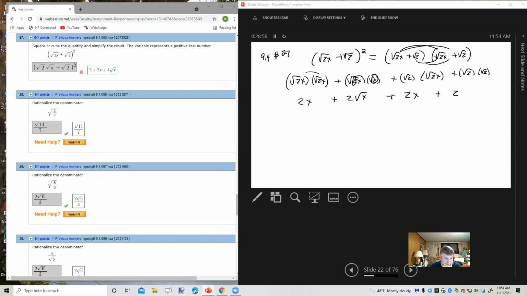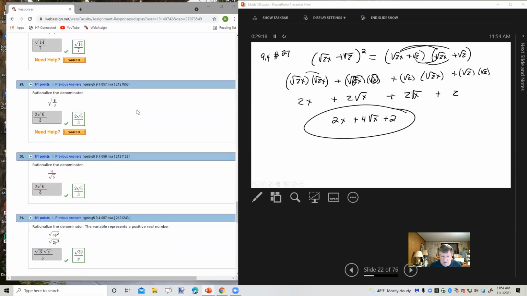2x. I see my sloppiness here. So apparently I need to slow down. Okay, that's 27. We've got 4 more to go, and then we will get to today's lesson, believe it or not.